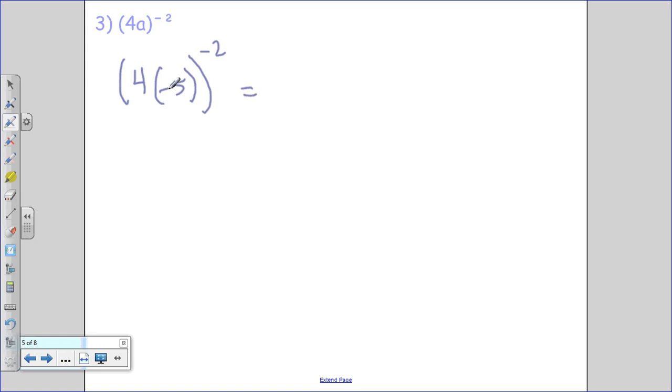Negative 20. And then that is to the second power. Now I can deal with that negative there. So 1 over negative 20, and I do want to make sure I keep that in my parentheses, squared.